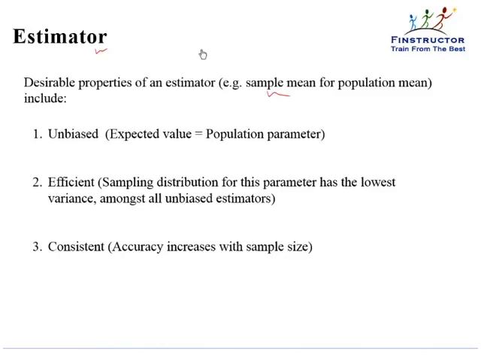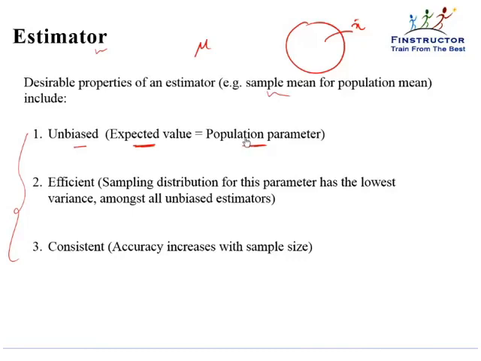So I'm estimating the population mean. The best parameter or the best statistic to calculate from the sample to estimate the population mean will be the sample mean. The reason is because the sample mean satisfies three properties of a good estimator. First, a good estimator is unbiased. That is, the expected value is equal to the population parameter. So expected value of the sample mean is equal to the population mean.